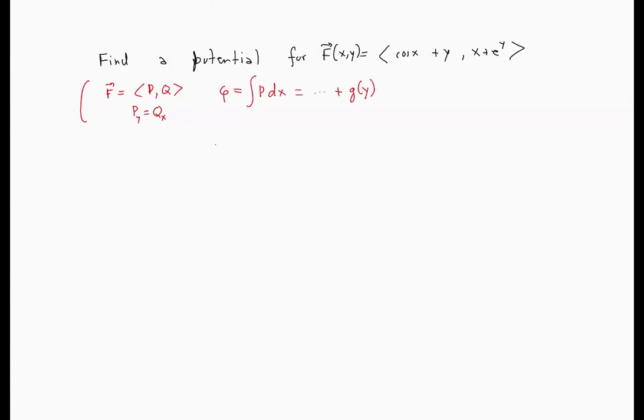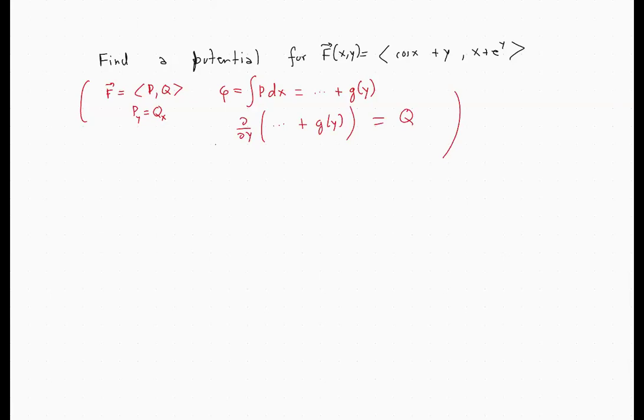So then the question is, what should that g of y be? It will be determined by the requirement that if you take the partial derivative with respect to y of what you found, then that should be equal to Q. Okay, so that's pretty much the idea. Let's try to implement it now.